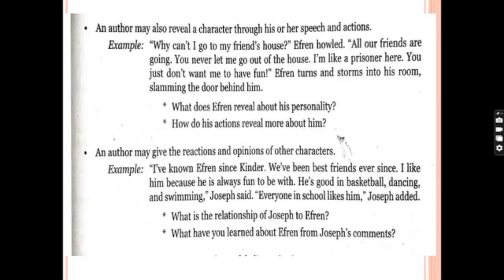An author may also reveal a character through his or her speech and actions. Usually, the story has a character throwing speeches, or the minor character here. Example: "Why can't I go to my friend's house?" Efren howled. "All our friends are going. You never let me go out of the house. I'm like a prisoner here. You just don't want me to have fun." Efren turns and storms into his room, slamming the door behind him.